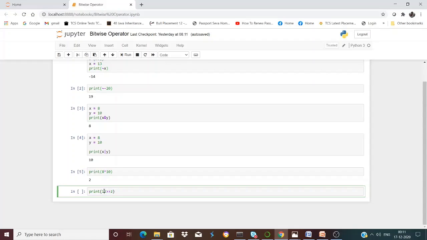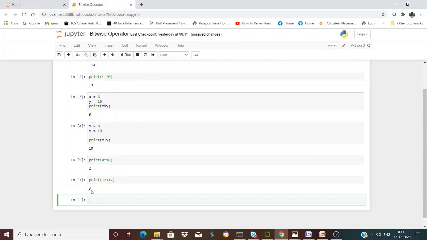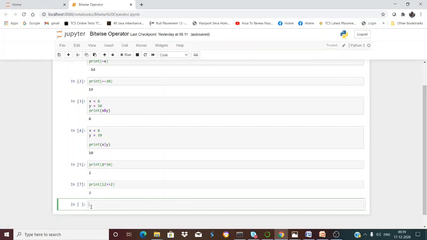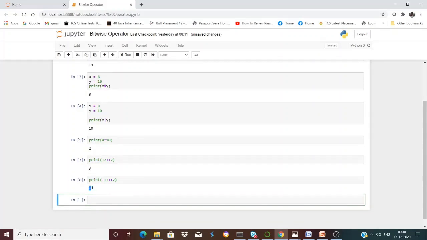When you are applying the bitwise right shift operator, you are dividing the first operand by a certain power of 2. So let's run the cell and we get 3 as expected. So this output actually matches the output that we derived by this shifting process. Similarly, if we apply the right shift operator on -12, and we again keep the value of the right hand side operand as 2, if we run the cell, we will get -3.